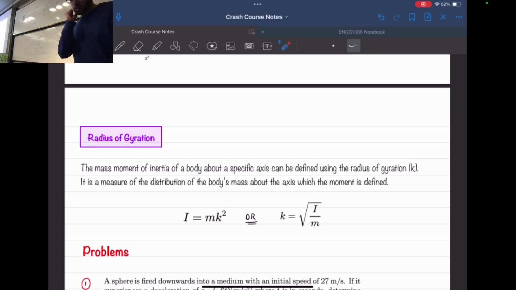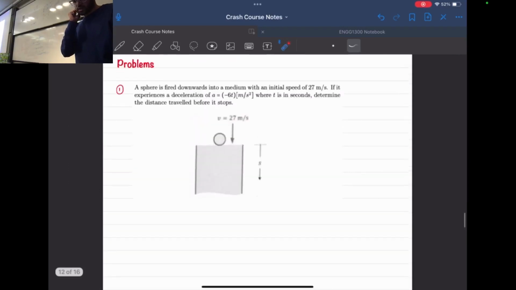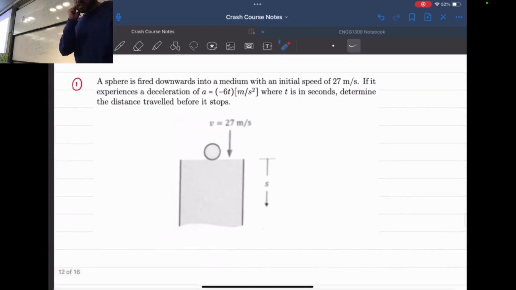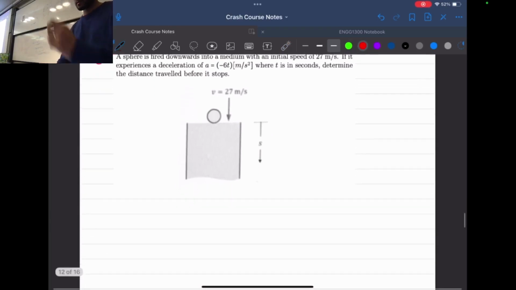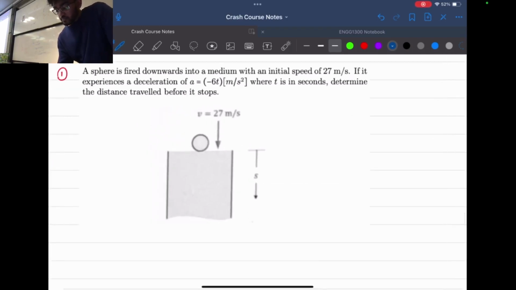So I'll probably just go through one problem because we have 10 minutes left, or maybe this one as well. So this is the first thing that we looked at, rectilinear motion. A sphere is fired downwards into a medium with an initial speed of 27 meters per second. If it experiences a deceleration of a equals minus 6t, so we have acceleration in terms of t, meters per second squared, determine the distance traveled before it stops. So we're trying to find s when it stops, meaning when v equals 0.